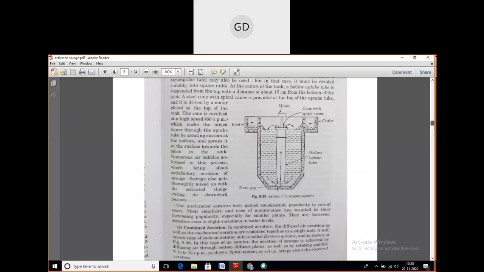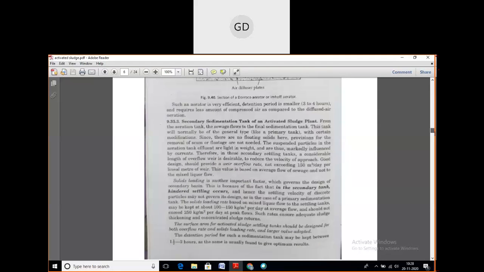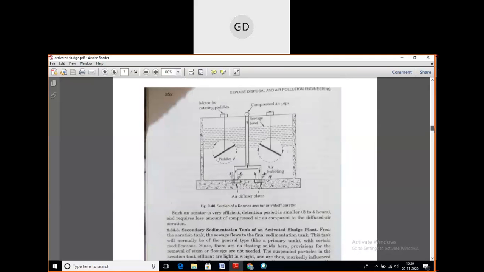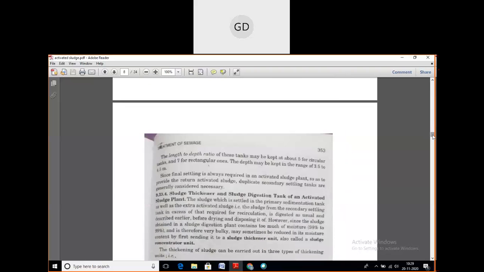So we have studied diffused air aeration and mechanical aeration. Actually, for all these things, there is no need to go in very depth. You should know, for your later elective subject, you have to go into details then, but for now you should know what activated sludge is, how the process works, and the names also.